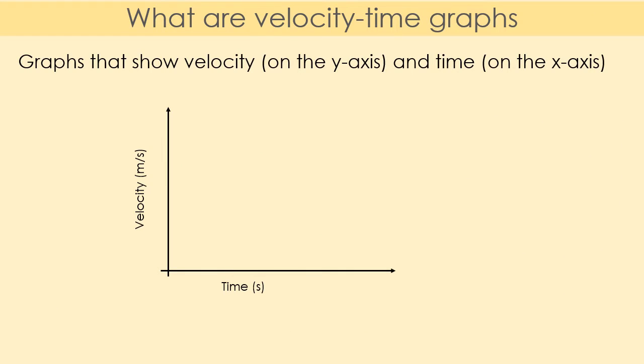So, velocity time graphs. Quite simply, they are graphs that show velocity on the y-axis, that is this one here in meters per second, and time on the x-axis, the one going along here. And we can get a lot of information from these graphs. You might remember looking at distance time graphs in the previous lesson. If not, go back and have a look at that video as well to remind yourself.